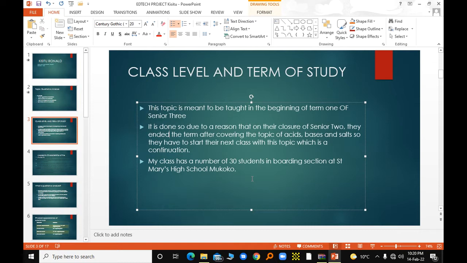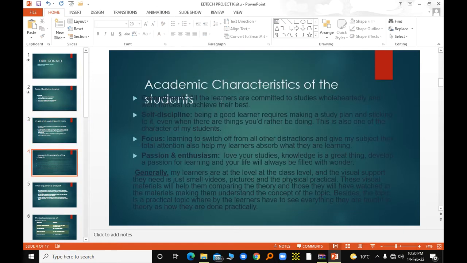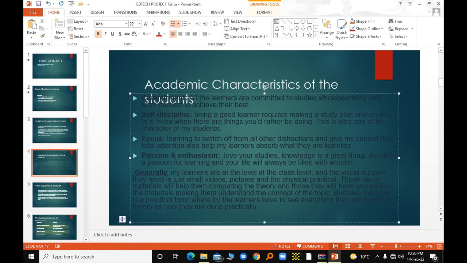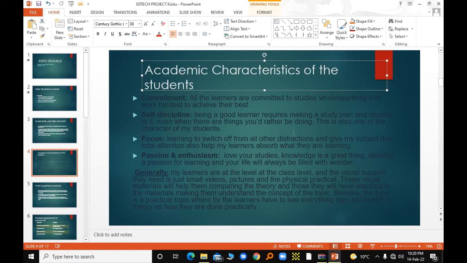My class has a number of 30 students, and those 30 students are all in boarding section at St. Mary's High School, Muko. I'm assuming that's where I teach. So I have the academic characteristics of my students. Students have different characteristics, but all my learners, according to me, are committed.